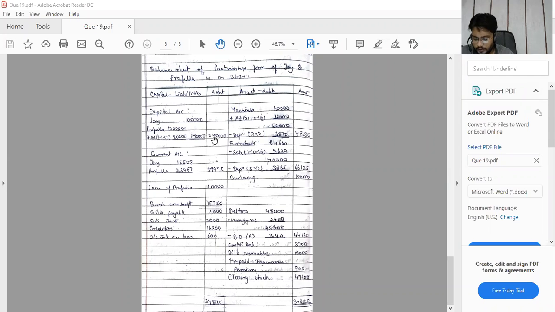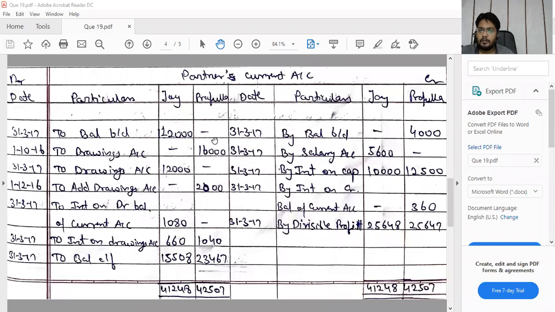Then drawing is given. Partners current account debit side, 31st March 17, write to drawings account. Drawing of J is 12,000 and drawing of Prafulla is 16,000.